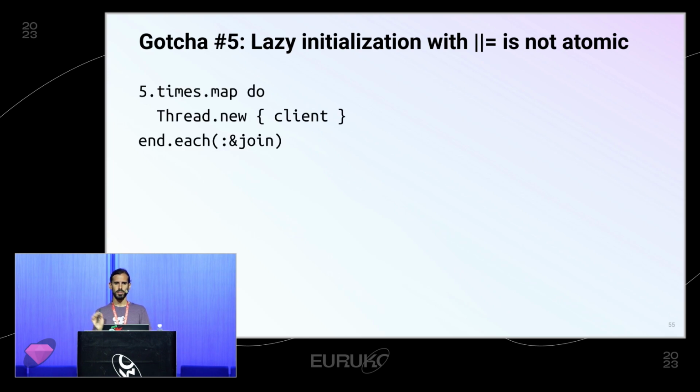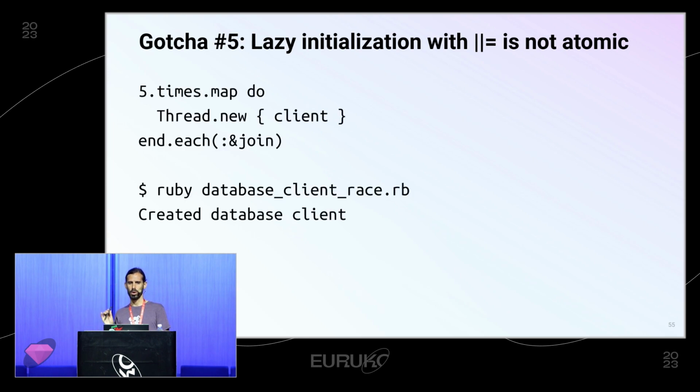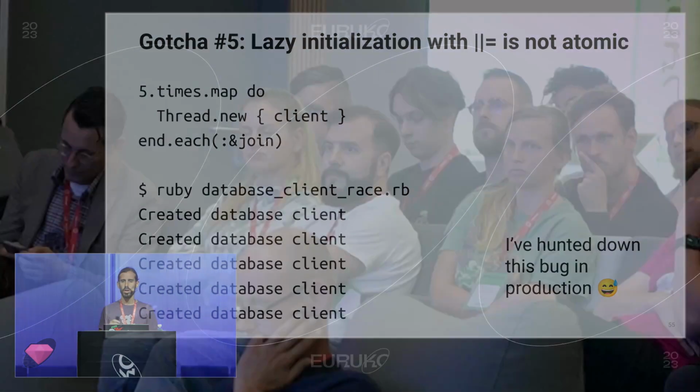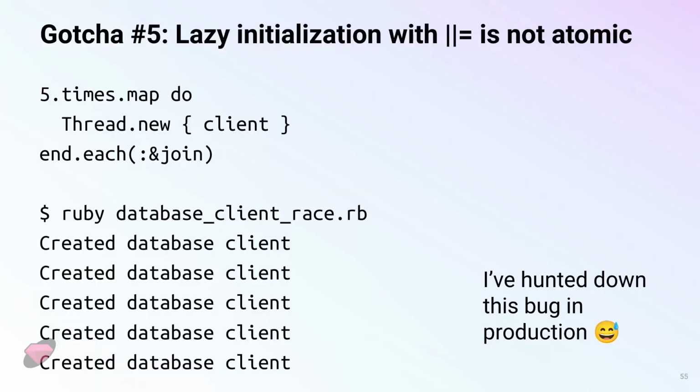Well, if I do this and I run it, I will get 1, 2, 3, 4, 5 instances of my database client, because the or equals is actually not atomic. And so you might have thought, oh, the first one gets there and then initializes it and then it will get reused. But no, all 5 threads decided to create this.